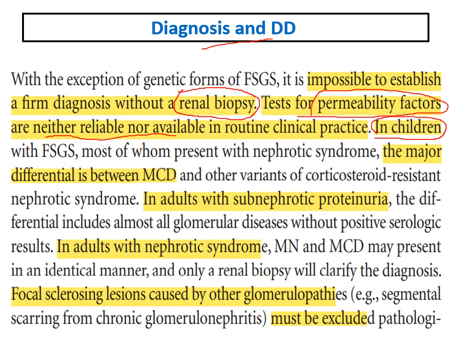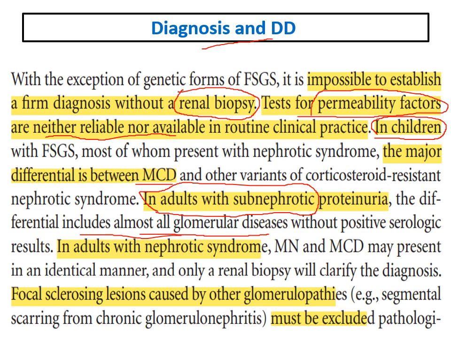In children, the major differential diagnosis is minimal change. We have said that in children, the most common cause is minimal change, about 78% or 80%, and the second most common cause is FSGS. While in adults with subnephrotic proteinuria, the differential diagnosis is much wider. It might include all glomerular diseases.